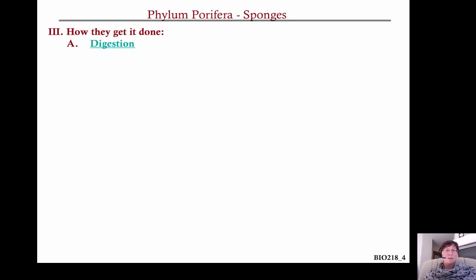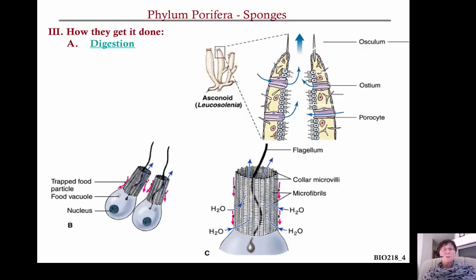We're going to come back to classification in just a minute. Let's talk in general about how they get it done. And I'm going to show you some really interesting videos in class, but I'm not going to show you them here in this lecture. We'll see them in class. So in terms of digestion, we already talked about that. So the food particles get trapped on the collar. They get transported down into the body's food vacuoles, then take them into the body of the sponge, and then the archaeocytes phagocytize them.